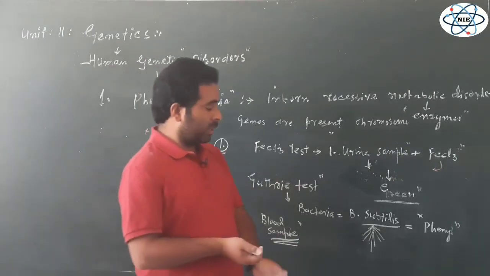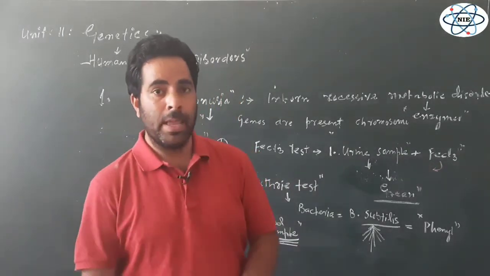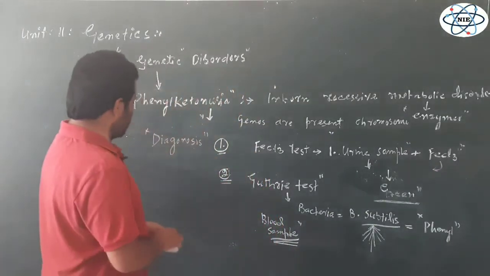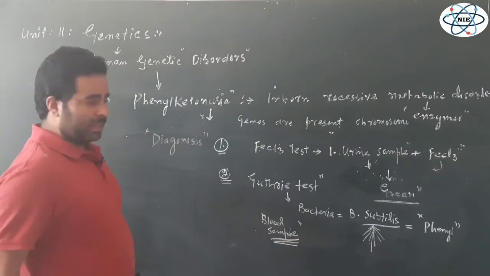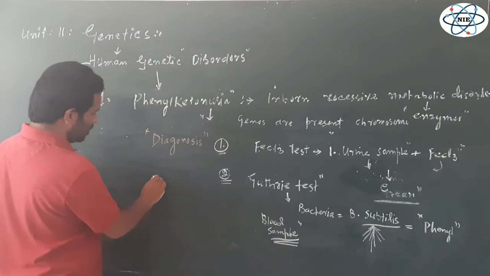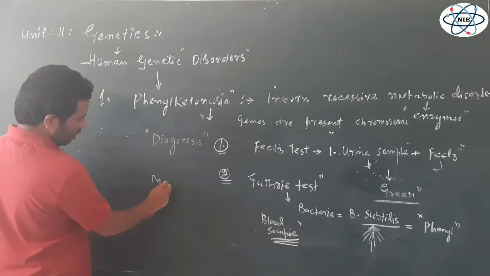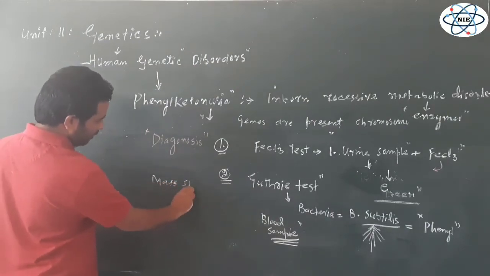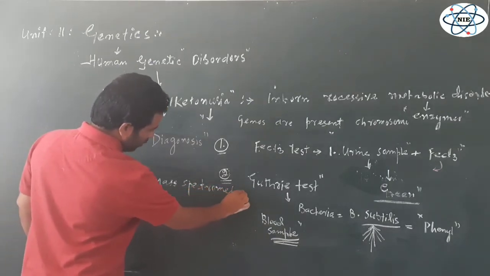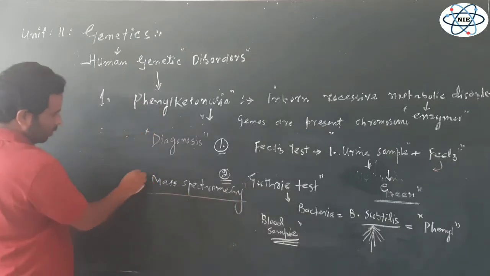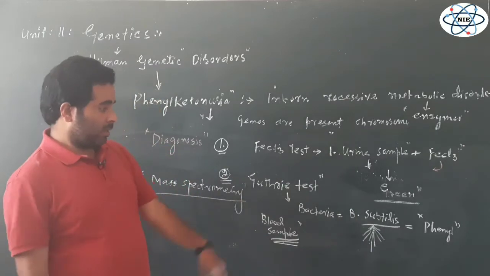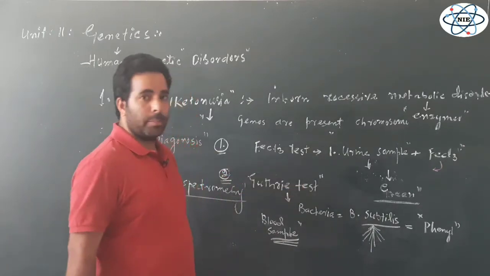But nowadays, because there is much advancement in the techniques of molecular biology and cell biology, we have some automated techniques where the test is done within minutes, within seconds, right? One of the important techniques is known as mass spectrometry. This is nowadays used to detect the presence of phenylalanine in various samples, whether we take urine or blood as a sample.